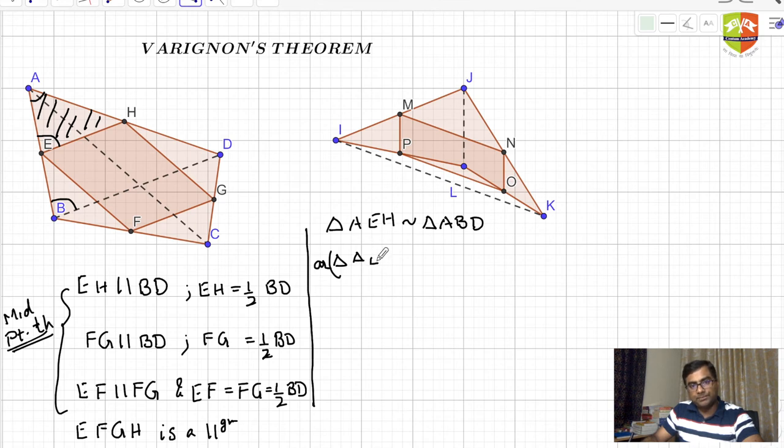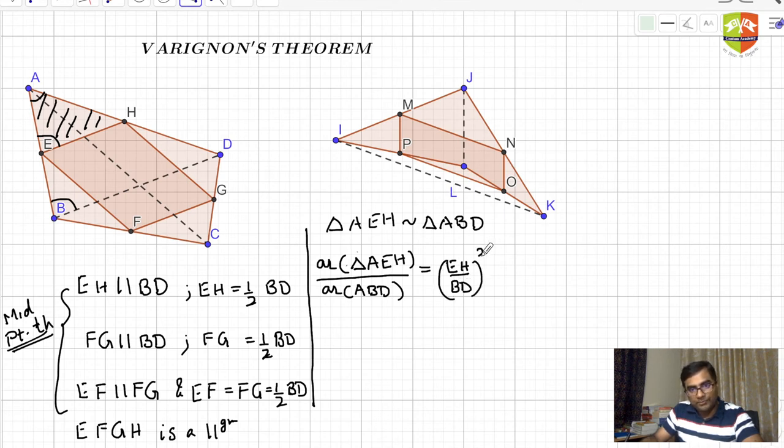Therefore, we know a theorem which says that the area of two similar triangles, AEH in this case. So let me write it a little clearly. Please pay attention: the area of triangle AEH upon the area of triangle ABD will be equal to the ratio of the squares of their corresponding sides, right? So (EH upon BD) whole square. This theorem we have studied already. Now EH by BD clearly is half, so this will be 1/4. So we now know the area of AEH is 1/4 of ABD.